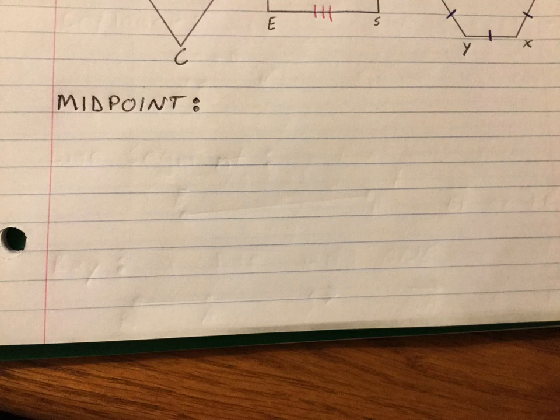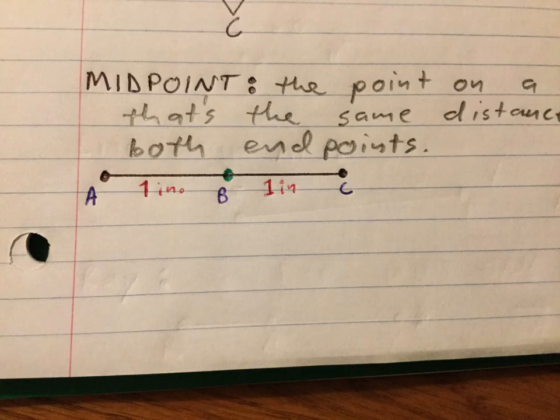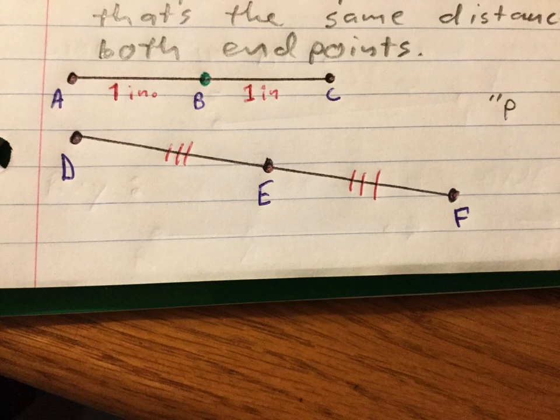One more definition, we've got midpoint. The midpoint is the point on a segment that's the same distance from both endpoints. So point B would be a midpoint here because AB and CB are the same lengths. Point E is also a midpoint because of those congruence markings.